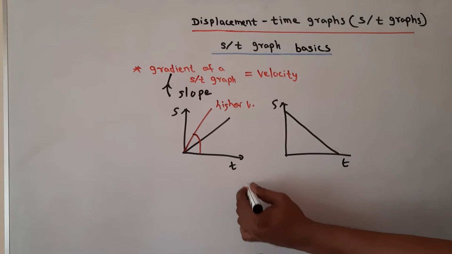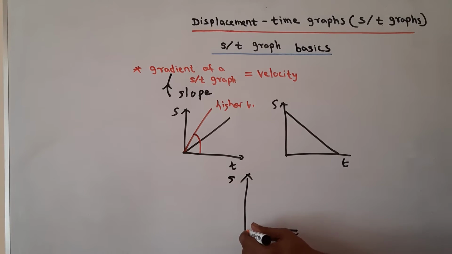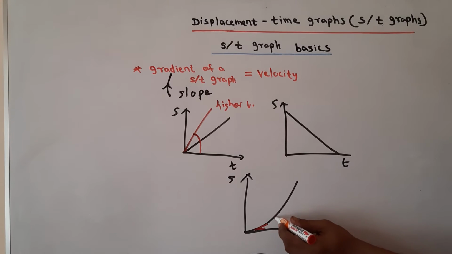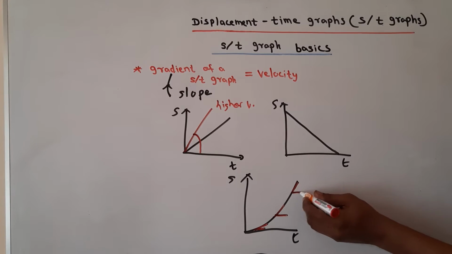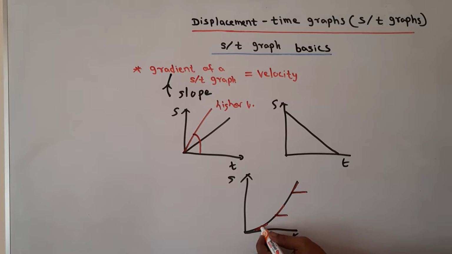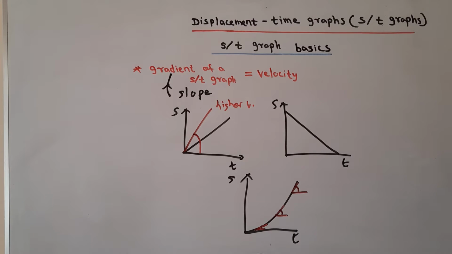Now consider a graph like this. What happens to the gradient? Gradient gradually keeps increasing. Look at this angle. Actually, gradient is the angle that the line makes with the x-axis. Here, a tiny angle, and this is more increased. That means gradient very clearly increases. So that means this is acceleration.